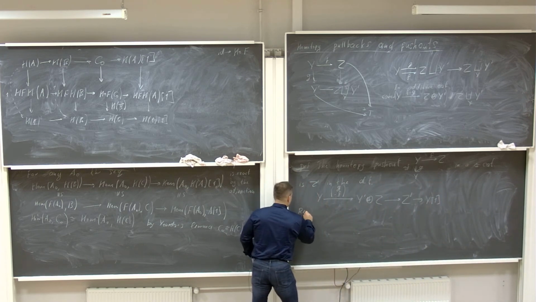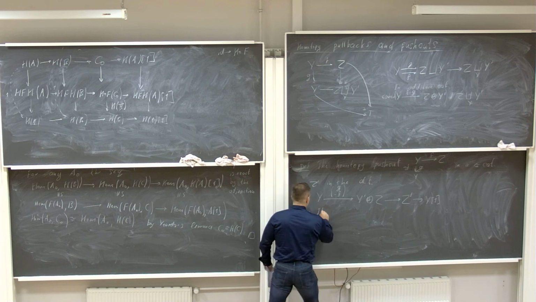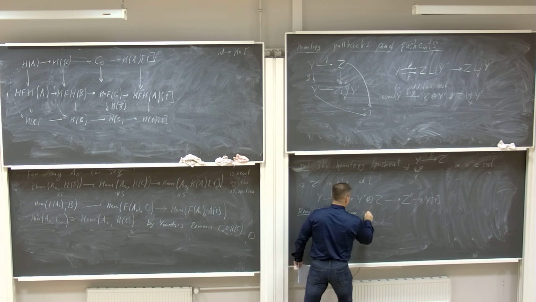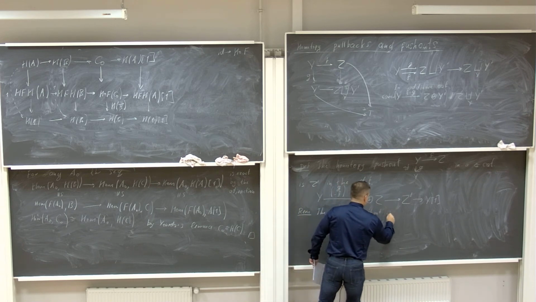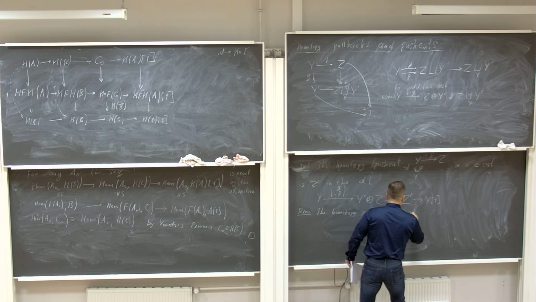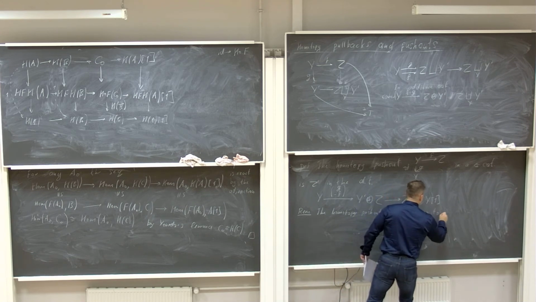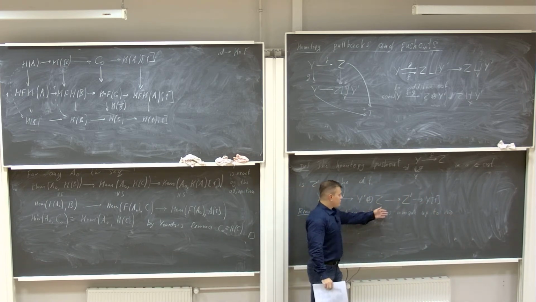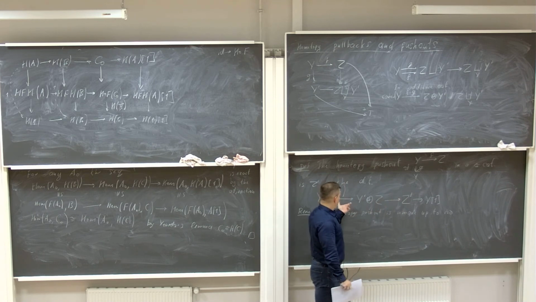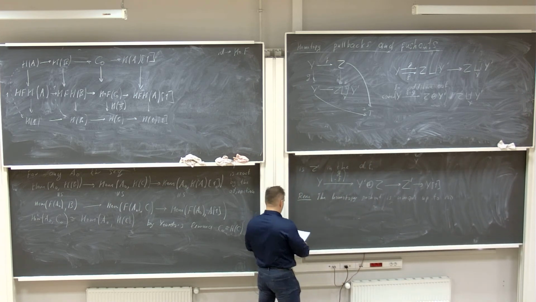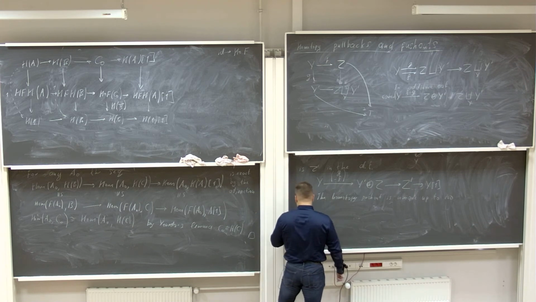So remark. The homotopy pushout is unique up to isomorphism. Well, that is because we already know that this third object in the completion of a map to a triangle is unique up to isomorphism. Okay.